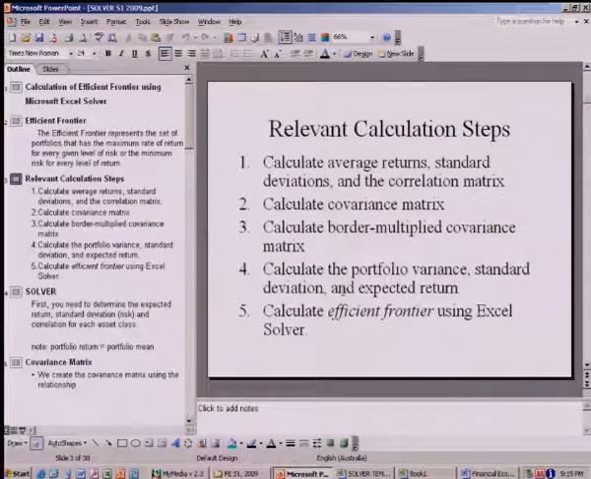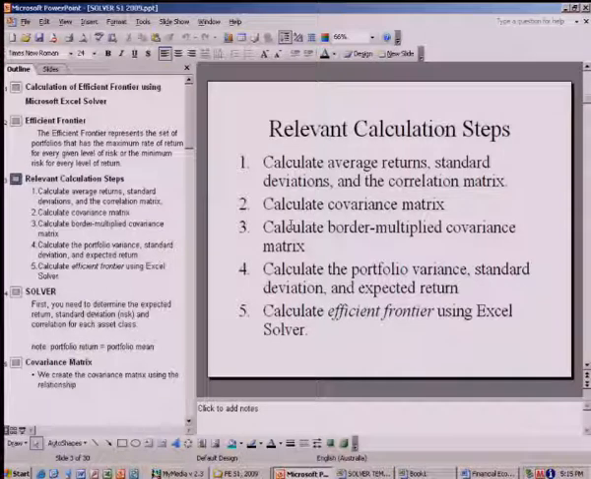So there are a number of steps involved to find what the efficient frontier exactly is. First one, we will need to find the expected return for each of the assets that you include in your portfolio. Then we will calculate the standard deviation on the returns of each of the assets and the correlation of those returns, or in other words, the correlation matrix. Then we will find the covariance matrix.